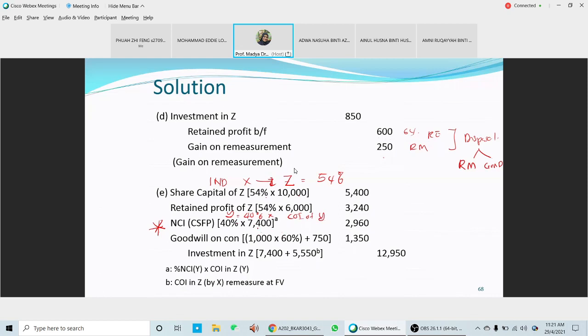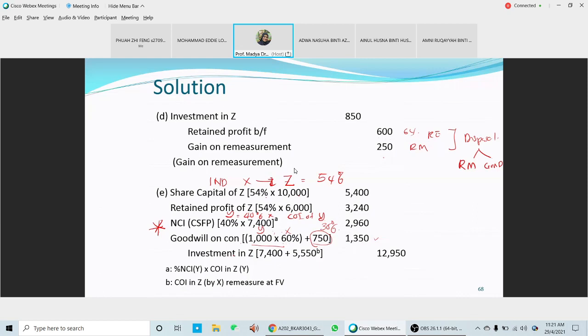Going to have here goodwill on consolidation. Here we already calculated 1350, because in Y, goodwill of Y here, we're going to have 1 million and then times 60%, because the portion of Z in Y here is only 60%. And then plus 750 here is from the 30% interest, the previous 30% interest.